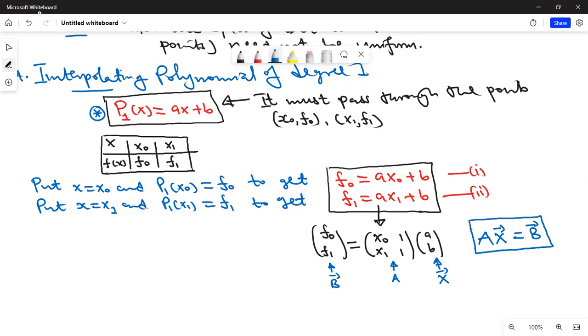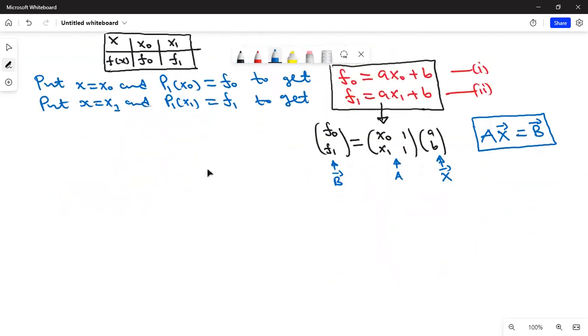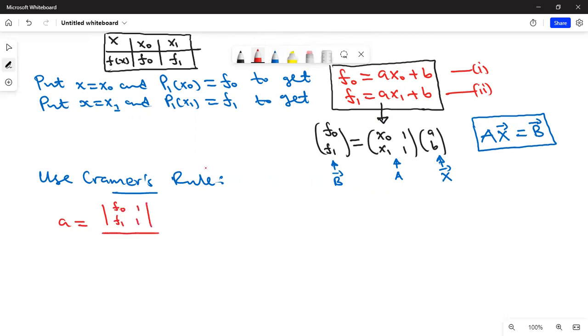And so to solve this system, you can use Cramer's rule. It is easy to use Cramer's rule. Let me show you how to get A and B. So A will be equal to the determinant where I replace the first column by the right-hand side vector. So that would be F0, F1, then here we have 1, 1, over determinant of X0, X1, 1, 1. And so this determinant will be, in the numerator, F0 minus F1. Denominator will have X0 minus X1, which you can just leave like that.